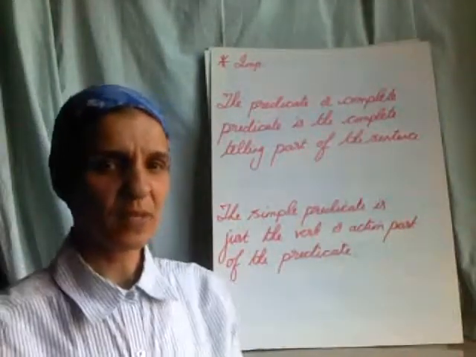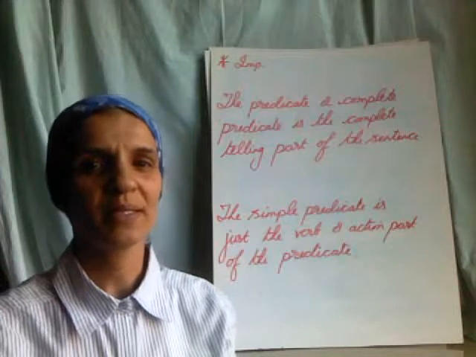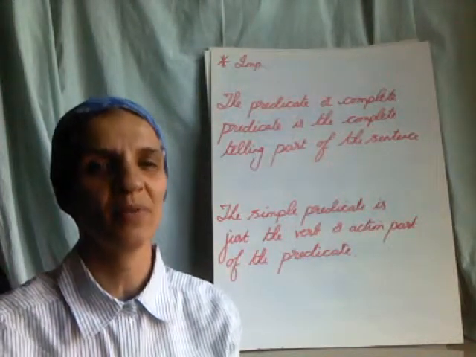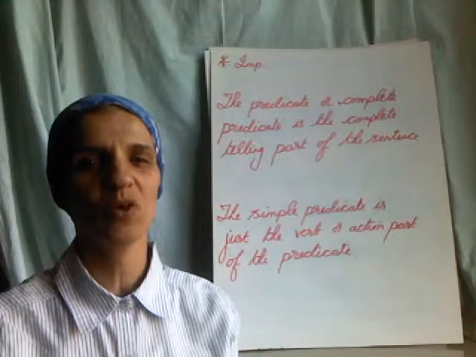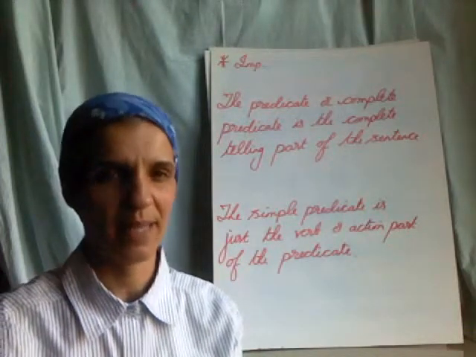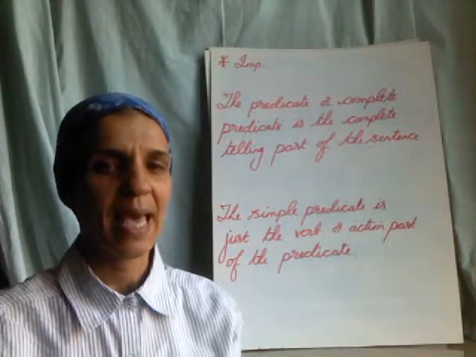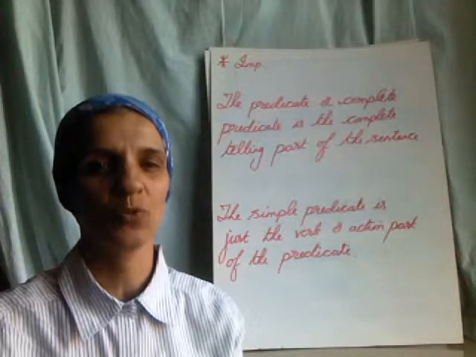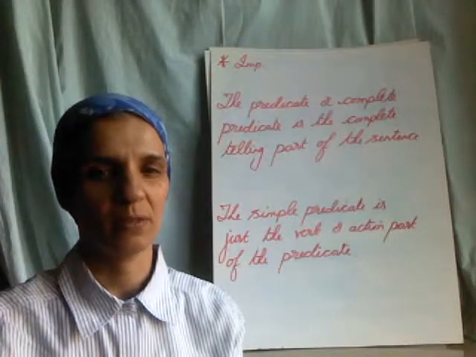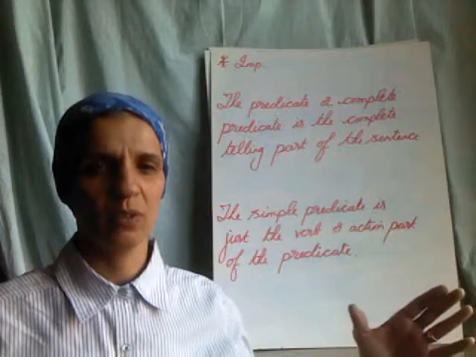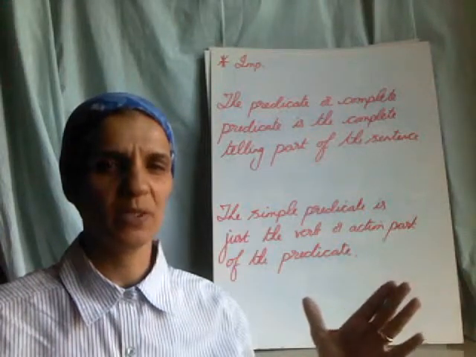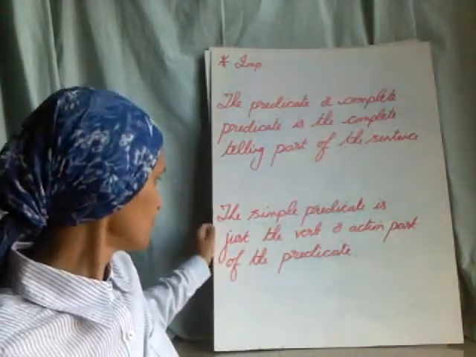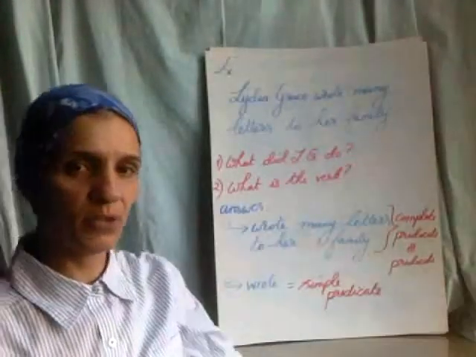Okay. Another important thing to remember is that the predicate and the complete predicate, both of these are one and the same thing. We either call it the predicate or the complete predicate. That is the telling part of the sentence. And now the simple predicate is just the verb or the action word that is in the predicate. Okay, so the predicate is a whole load of words, and it starts with the verb, and the simple predicate is just the verb on its own. And we're going to have a look at an example together here.